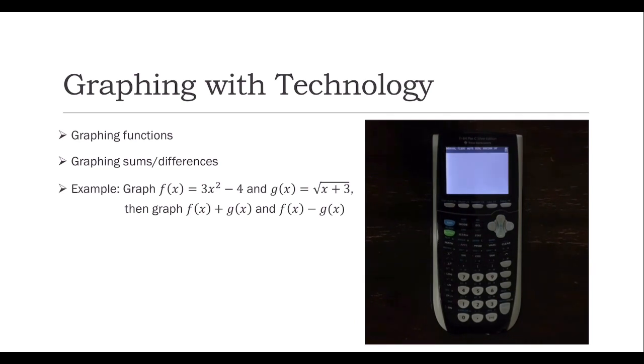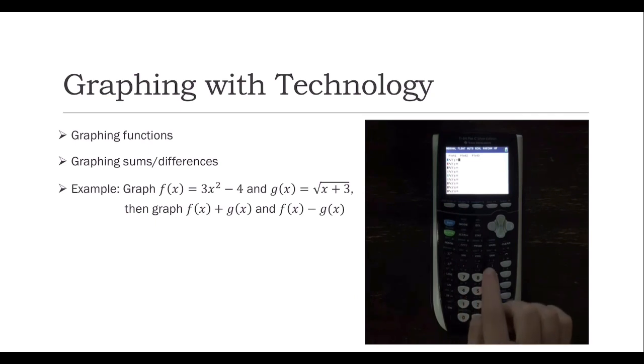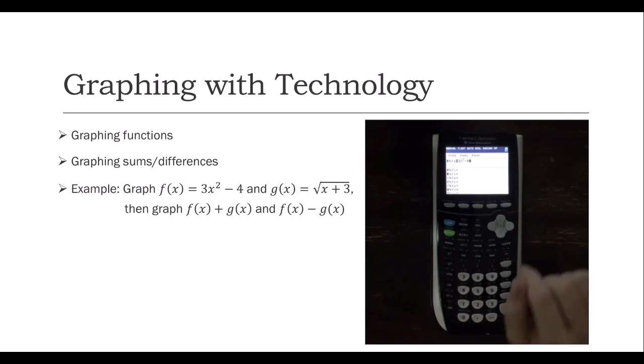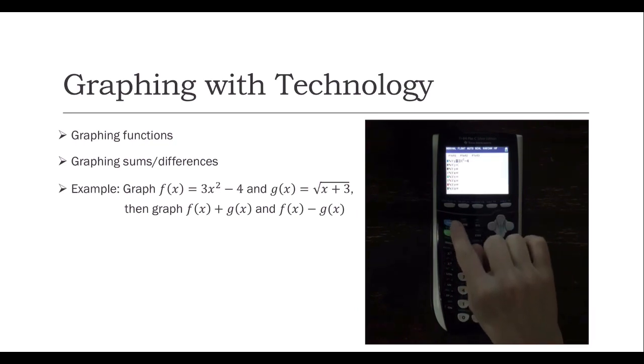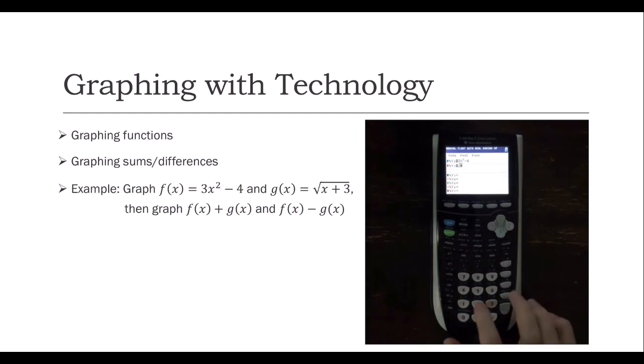So once your calculator is on, to graph the function, you'll go to y equals and type your first function. So you'll type 3x squared minus 4. And then to type your second function, you can go down and type the square root. So you click second to get to these blue things. So second square root of x plus 3. And then we can click graph.